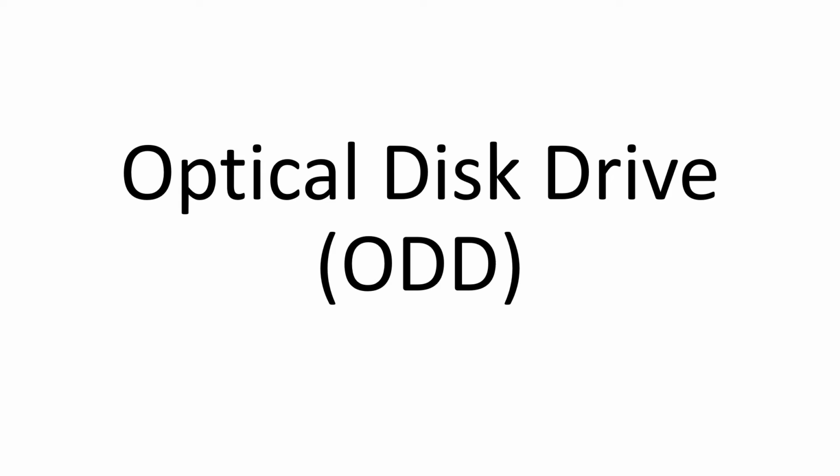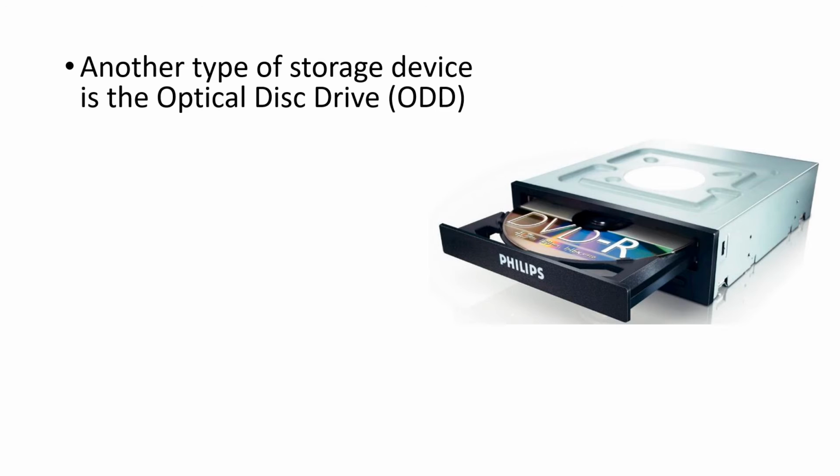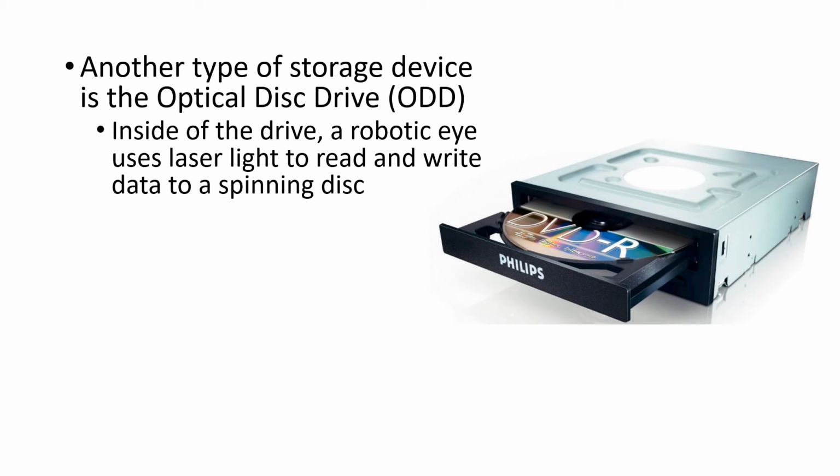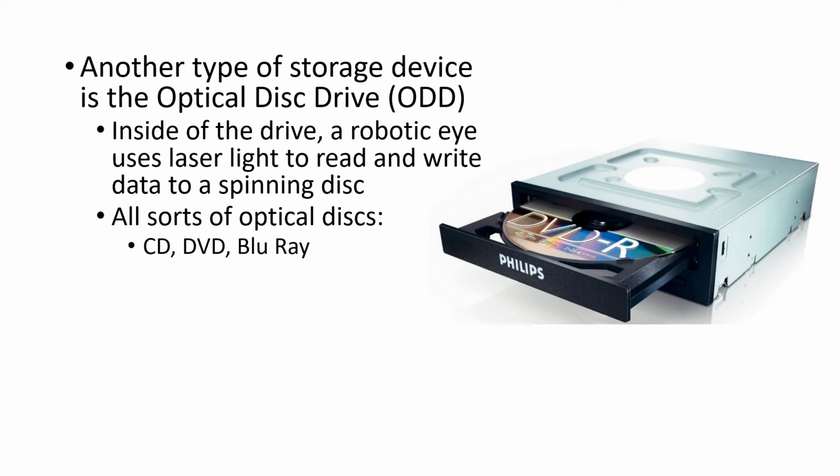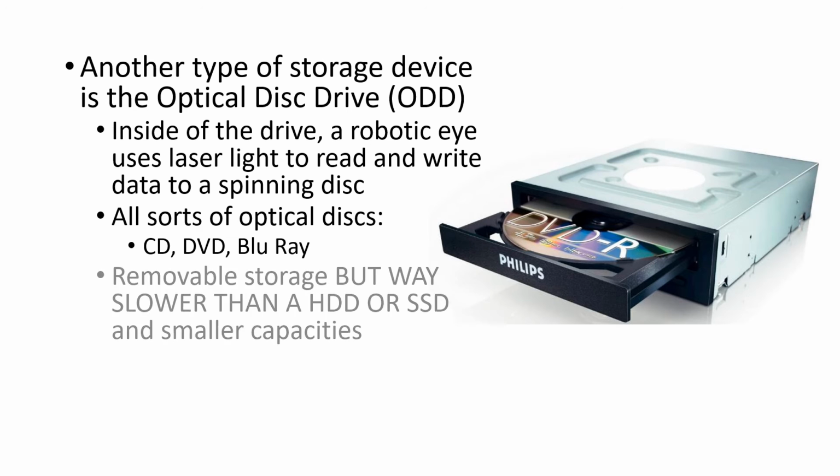Optical disk drive, or ODD. The last type of storage device that we're going to talk about today is the optical disk drive, or ODD. Inside of the drive, a robotic eye uses laser light to read and write data to a spinning disk. There's all sorts of disks. You have CDs, DVDs, and Blu-rays, all types of optical disks that go into an optical disk drive.